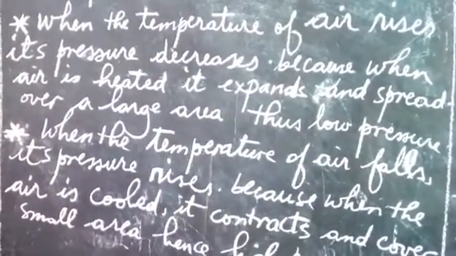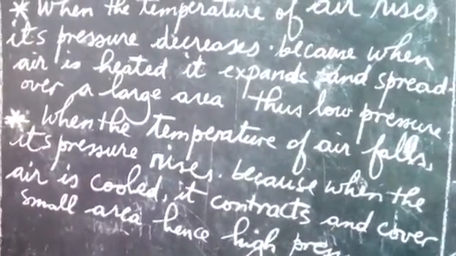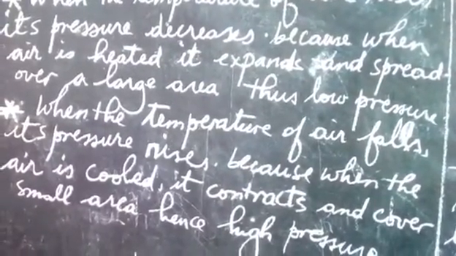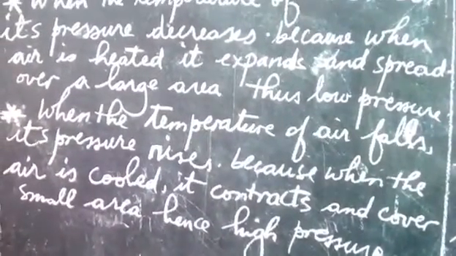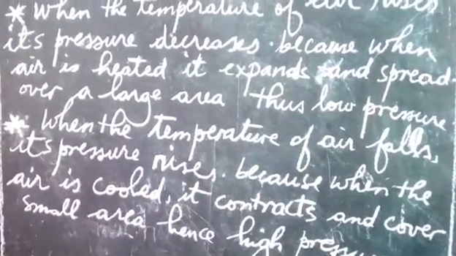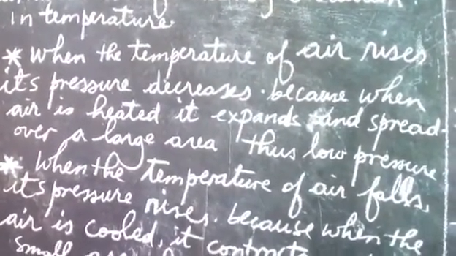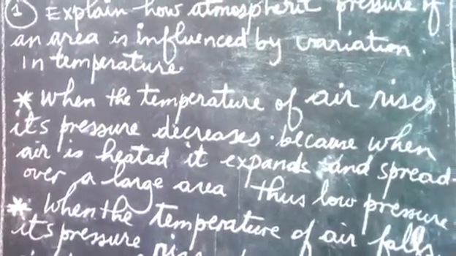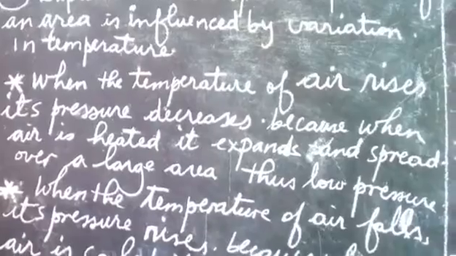Let's start with point number 1. When the temperature of air rises, its pressure decreases. Meaning that if a place has high temperature, we shall have low pressure. Why? This is because when the air is heated, it expands. After expansion, that air is spread over a large area, which leads to low pressure.